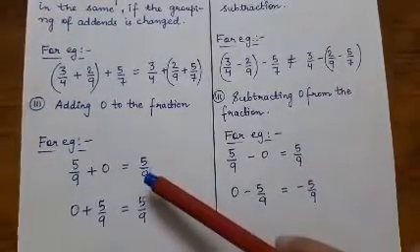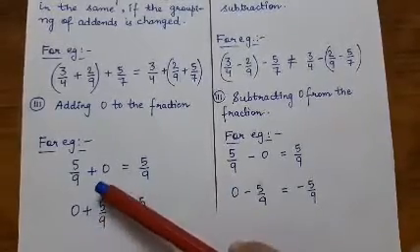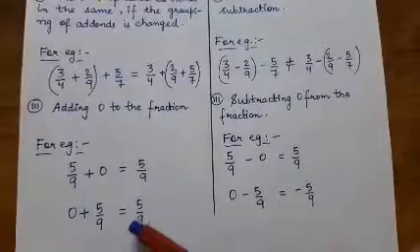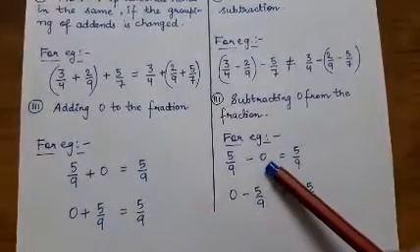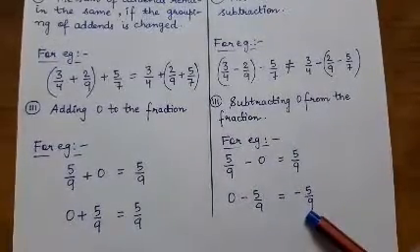Adding 0 to the fraction does not make any difference in case of addition. 5 upon 9 plus 0 gives us 5 upon 9. 0 plus 5 upon 9 gives us 5 upon 9. But in case of subtraction, the answer is the same in the first case, but in the second case, it changes to minus 5 upon 9.